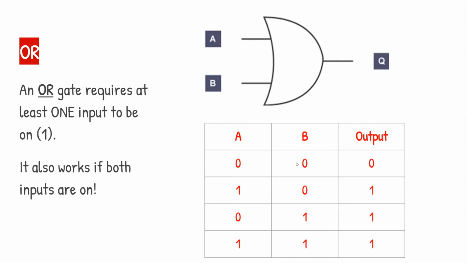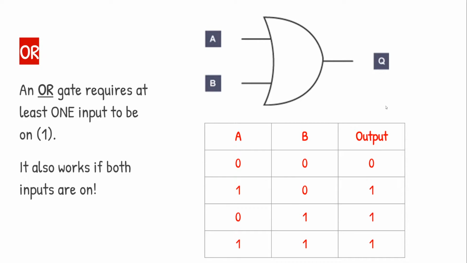If we've got 0 and 0, we'll have an output of 0. If we have A as 1 and B as 0, we would have a 1 as an output. If A was 0 but B was 1, we would have 1 as an output. And if A and B were 1, we would get 1 as an output.